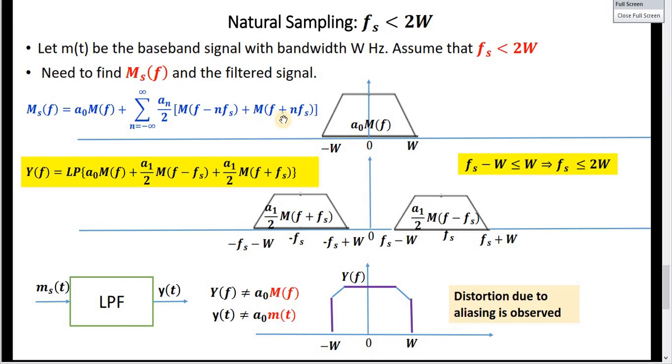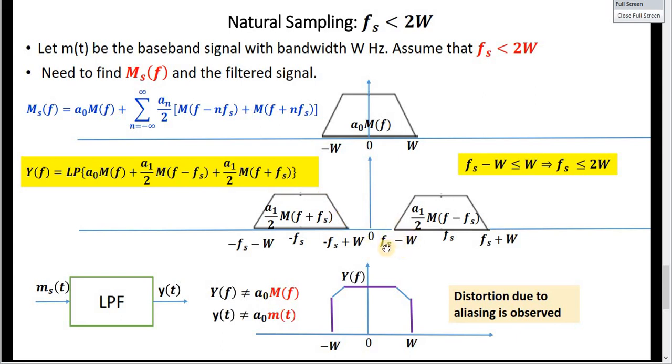Now we recall that the Fourier transform of the sampled signal is Ms(f) equal a0 M(f) plus summation from 1 to infinity of a_n/2 times M(f - n fs) plus M(f + n fs). This first term, a0 M(f), is located at the origin, and then for n equal 1, we have a1/2 M(f - fs) plus M(f + fs). So this is the shifted spectrum. Its center is around fs, and it's weighted by a1/2, and also we have M(f + fs) centered around minus fs, and its height is a1/2.